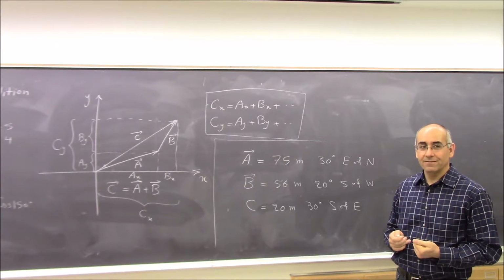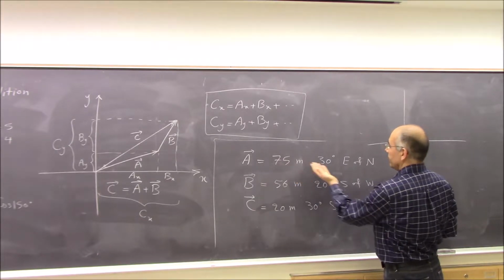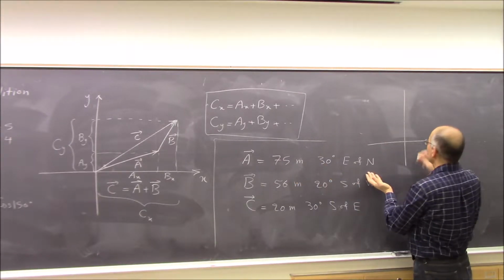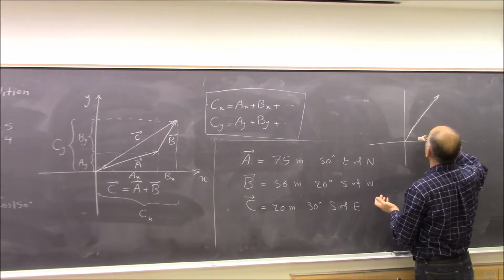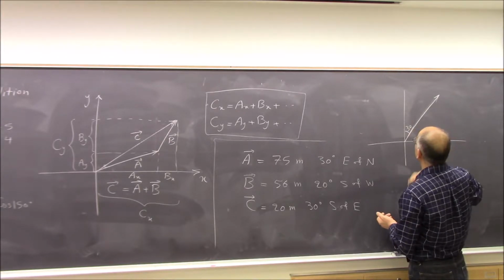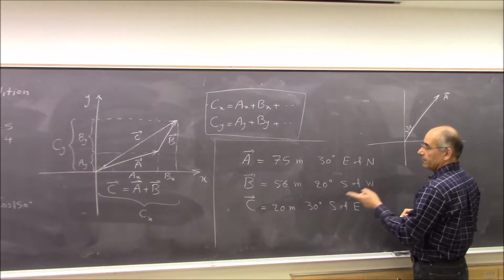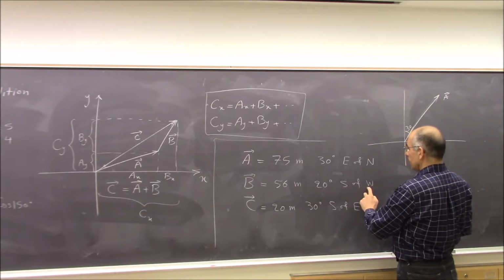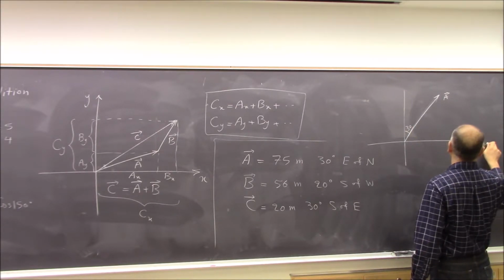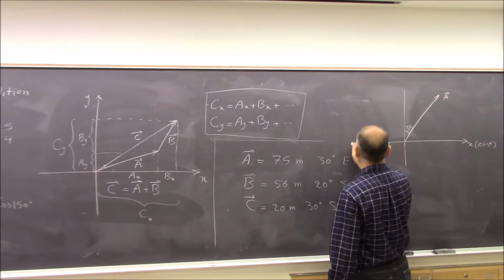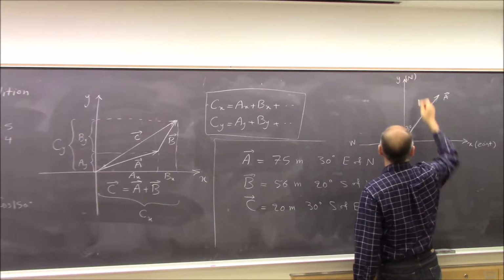Yes. Take a look at the sketch of these 3 displacements. 75 meters, 30 degrees east of north. So that's 30 degrees east of north, and it goes 75 meters there. That's 30 degrees. And that's vector A. And then from there, 56 meters, 20 degrees south of west. West is this way, right? This is the x direction, which is east. This is the negative x direction, which is west. This is the y direction, which is north and south.